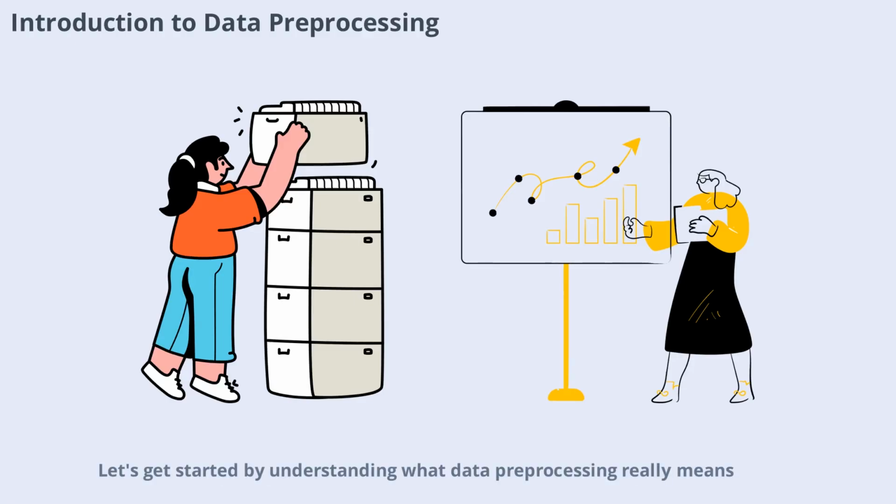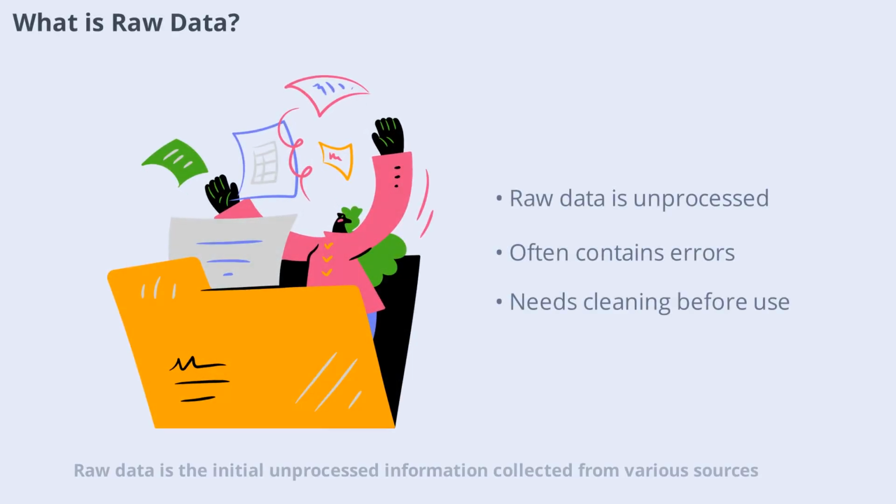Let's get started by understanding what data preprocessing really means. Raw data is the initial unprocessed information collected from various sources. It can come from sensors, surveys, transactions, or even social media. This data is often messy, containing errors, duplicates, and irrelevant information.